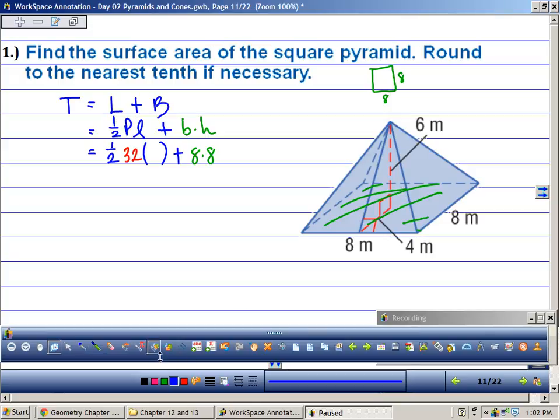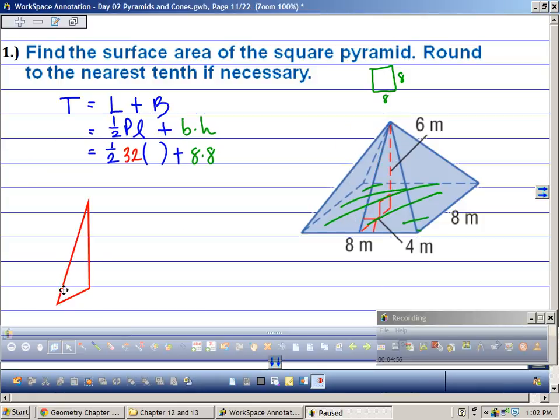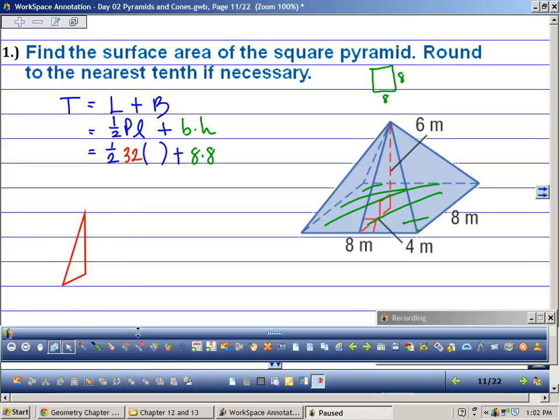So, since we only have that, I'm going to have to use the Pythagorean theorem. So I've got a little triangle in here that's a right triangle. What is the smaller leg of the right triangle? 4. And what's the longer leg? 6.